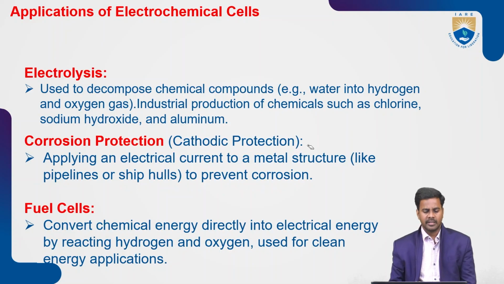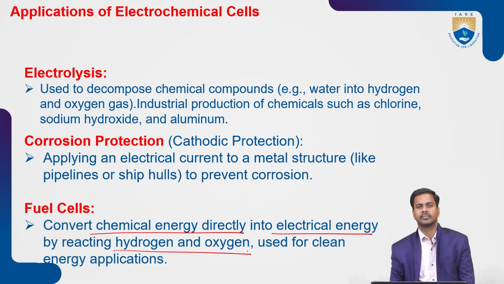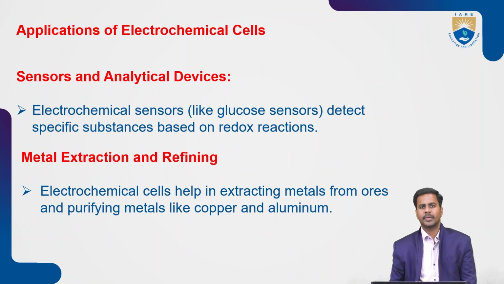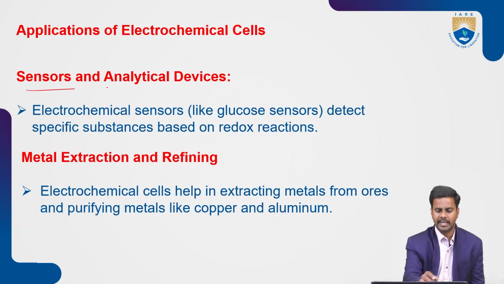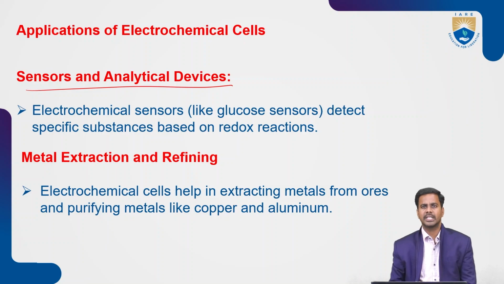Next, different fuel cells. We use electrochemical cells in different fuel cells to convert chemical energy directly into electrical energy by reacting hydrogen and oxygen, which are used for clean energy applications. Next applications: sensors and analytical devices. Electrochemical sensors like glucose sensors detect specific substances based on redox reactions. So here also we use electrochemical cells.